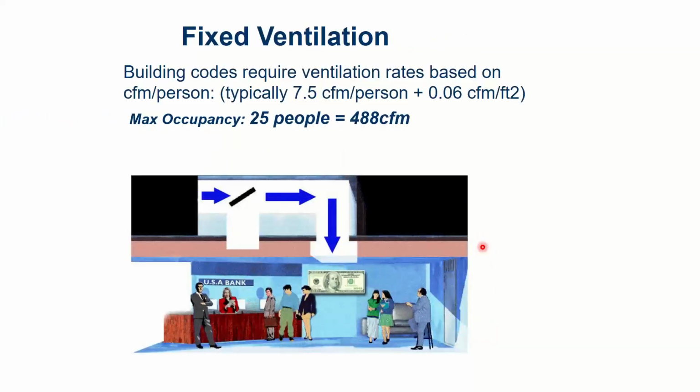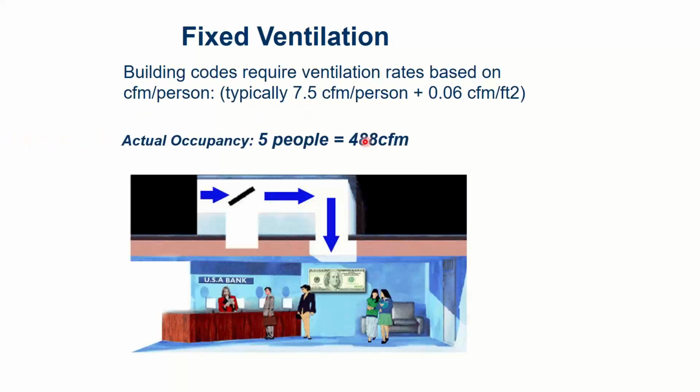So this is a retail space. So retail is not 5 plus 0.06. Retail is 7.5 plus 0.06. So this is a bank, so it's retail, right? So for this space, if we designed it for 25 people, we needed 480 CFM of fresh air coming into that building at all times, right?